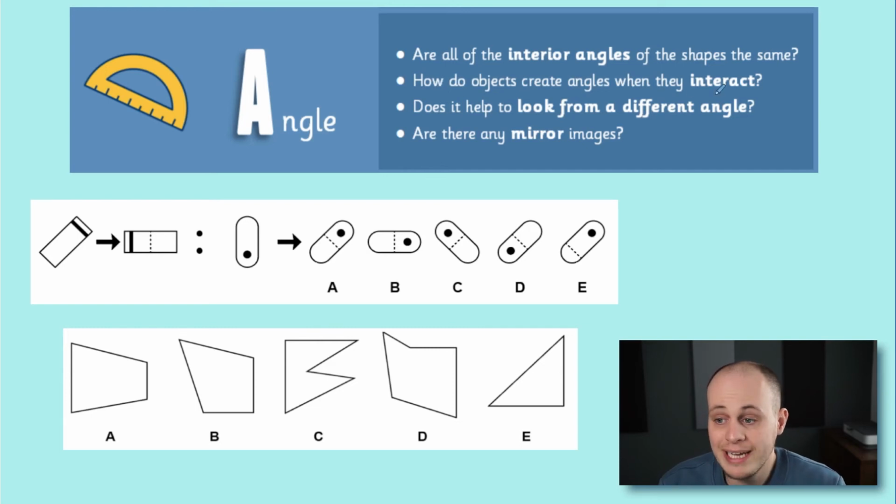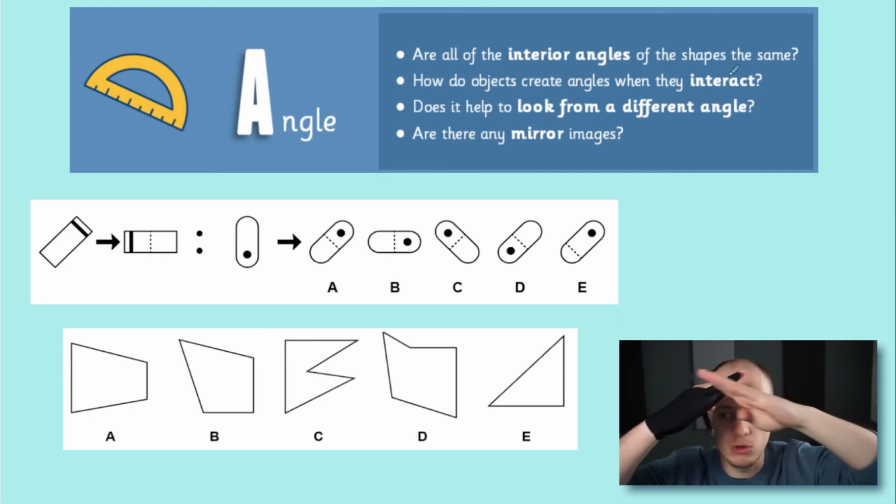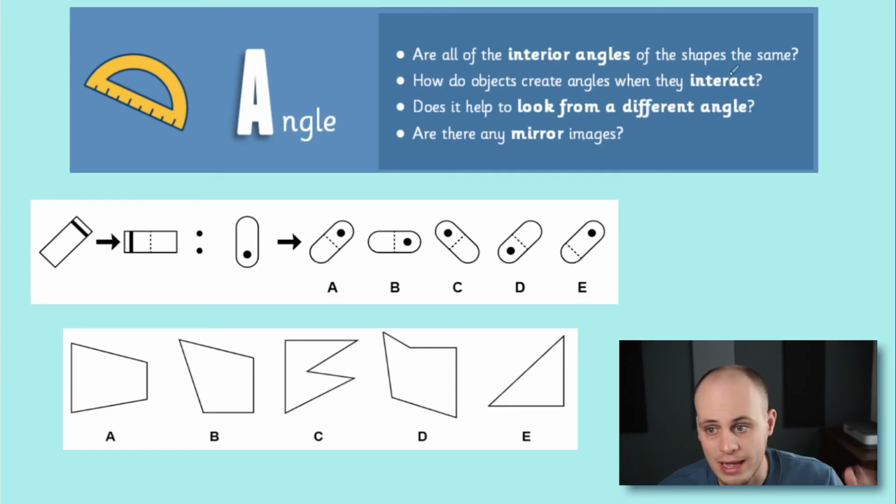How do objects create angles when they interact? Sometimes lines will cross over each other and they'll make certain angles, and that might be the thing that you're looking for. Does it help to look from different angles? Perhaps, with rotation questions, maybe just turning your head or turning the paper might give you a new perspective, and you'll spot that maybe something's been flipped and it hasn't just been rotated. And finally, are there any mirror images? So it kind of links to the reflection one. It's the same point, really. It's just another way of thinking about reflection.